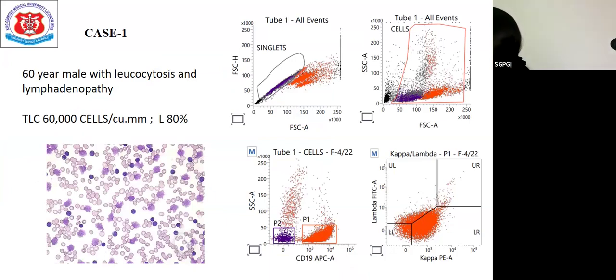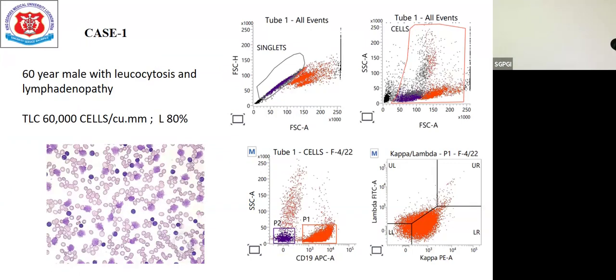A 60-year-old male with leukocytosis and lymphadenopathy. TLC is very high, around 60,000, and 80% lymphocytes. This is the characteristic peripheral smear. So what is it from the peripheral smear? It is a small cell lymphoma, most probably CLL.